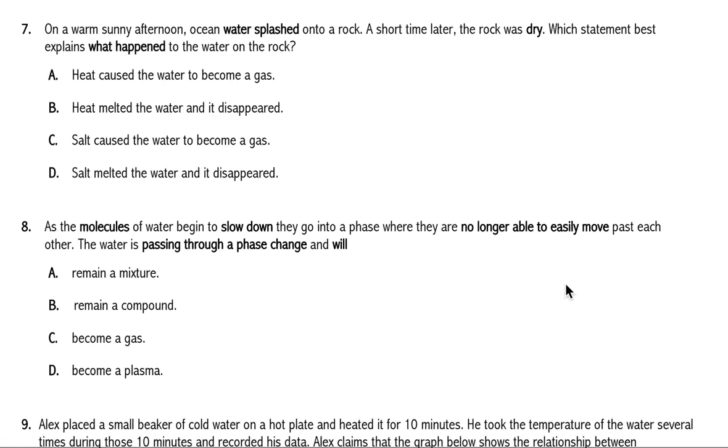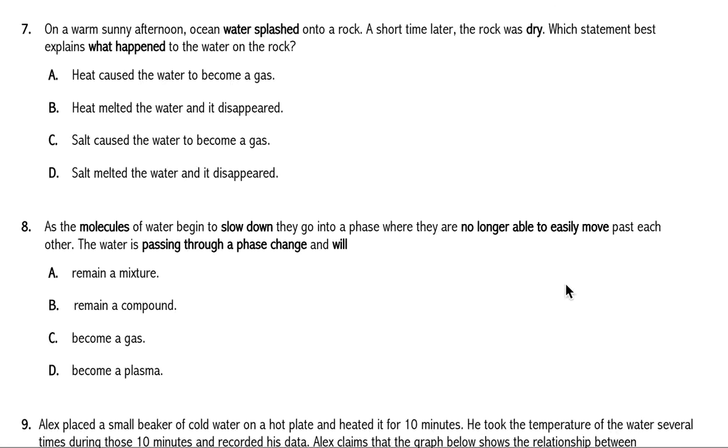Question 7. On a warm sunny afternoon, ocean water splashed onto a rock. A short time later, the rock was dry. Which statement best explains what happened to the water on the rock? A. Heat caused the water to become a gas. B. Heat melted the water and it disappeared. C. Salt caused the water to become a gas. D. Salt melted the water and it disappeared.